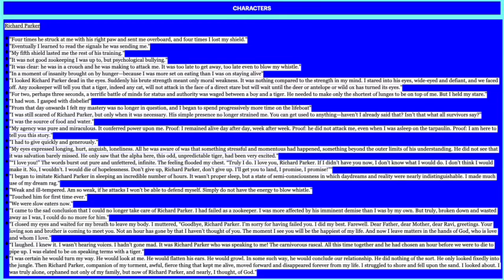In a moment of insanity brought on by hunger, because I was more set on eating than I was staying alive, I looked Richard Parker dead in the eye. Suddenly his brute strength meant only moral weakness. It was nothing compared to the strength of my mind. I stared into his eyes, wide-eyed and defiant, and we faced off. Any zookeeper will tell you that a tiger, indeed any cat, will not attack in the face of a direct stare, but will wait until the deer, the antelope, or wild ox has turned its eyes.